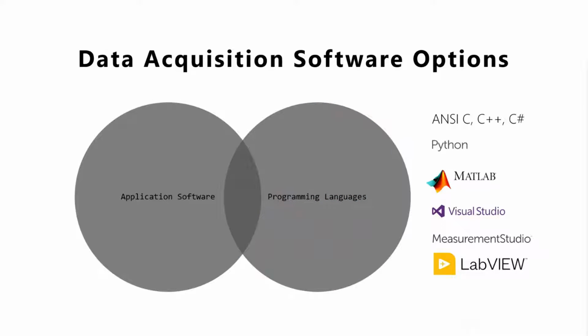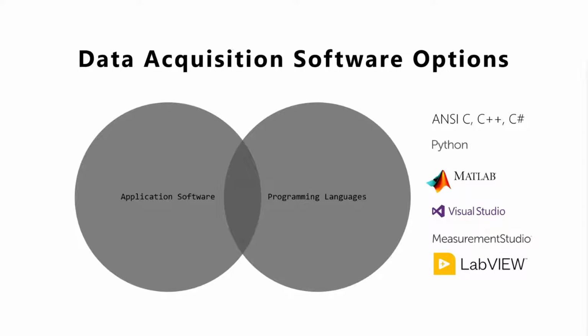So here are some options that you can use, right? There's application software. Usually, application software is ideal for starters. The reason behind it is you don't have to program as much. You can just connect your device, select some settings, drag and drop, and then configure this a little bit, and you're done. While some applications or some engineers would use programming languages like C, C++, C Sharp, Python, MATLAB, Visual Studio, Measurement Studio, and LabVIEW.